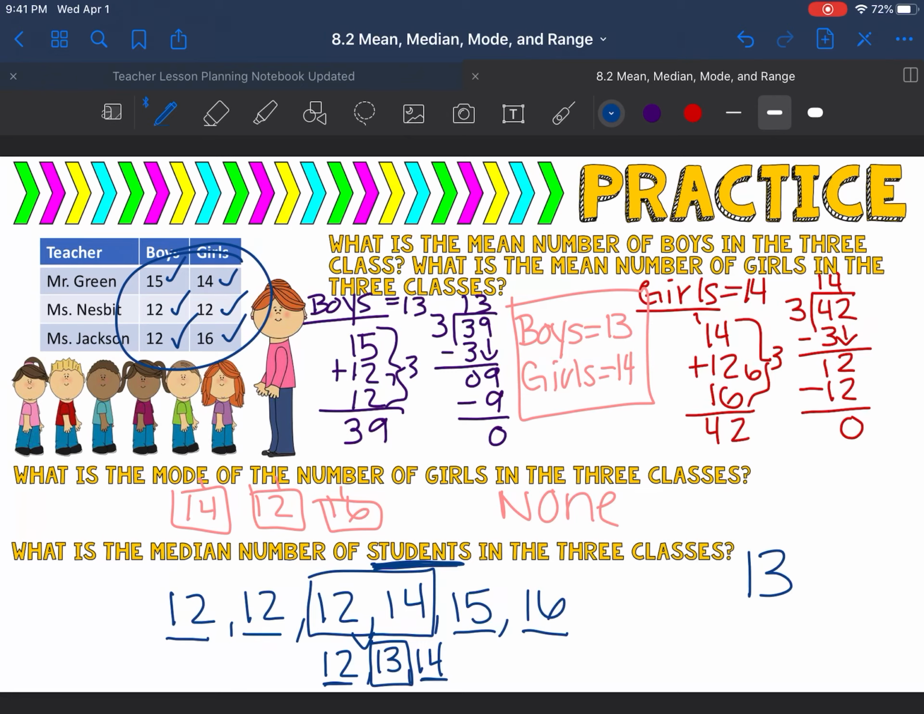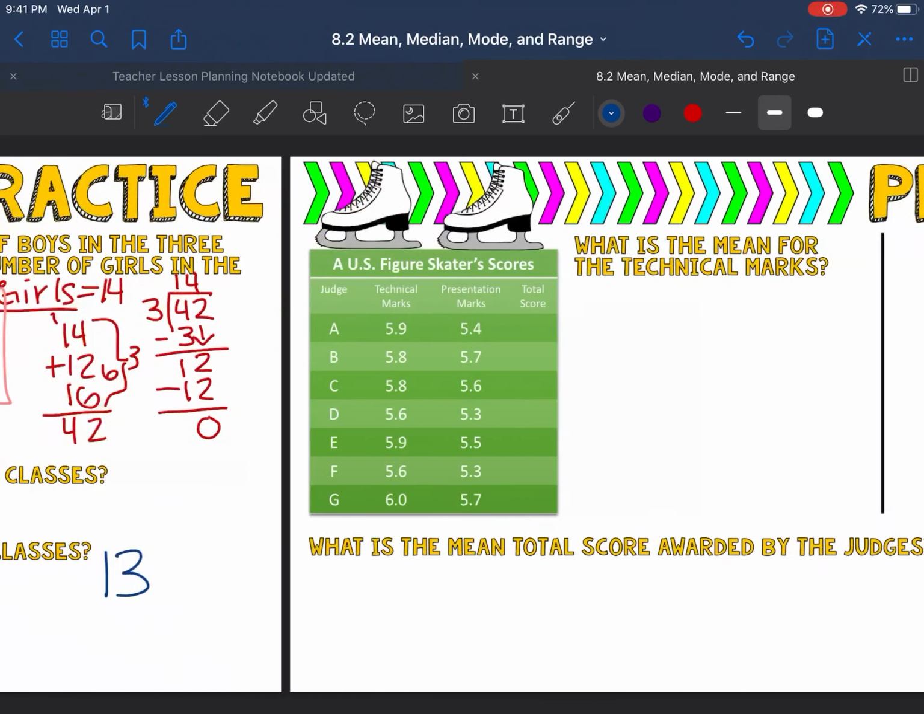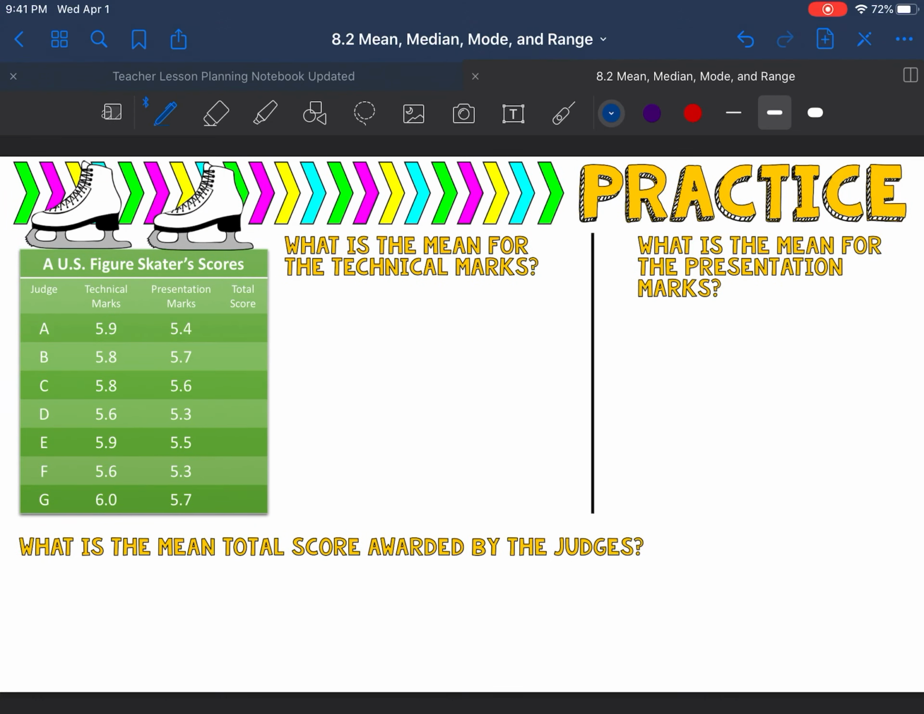All right, good guys. Let's step it up a notch. Let's go and look at the wonderful world of figure skating. So I've got this awesome chart of U.S. figure skaters' scores. So I have some judges, some technical marks, some presentation marks, and a total score. So let's go ahead and do my first question. It says, what is the mean for the technical score? Remember, mean is average. So in order to find the mean, I'm going to add them all up and then divide by the number I added.